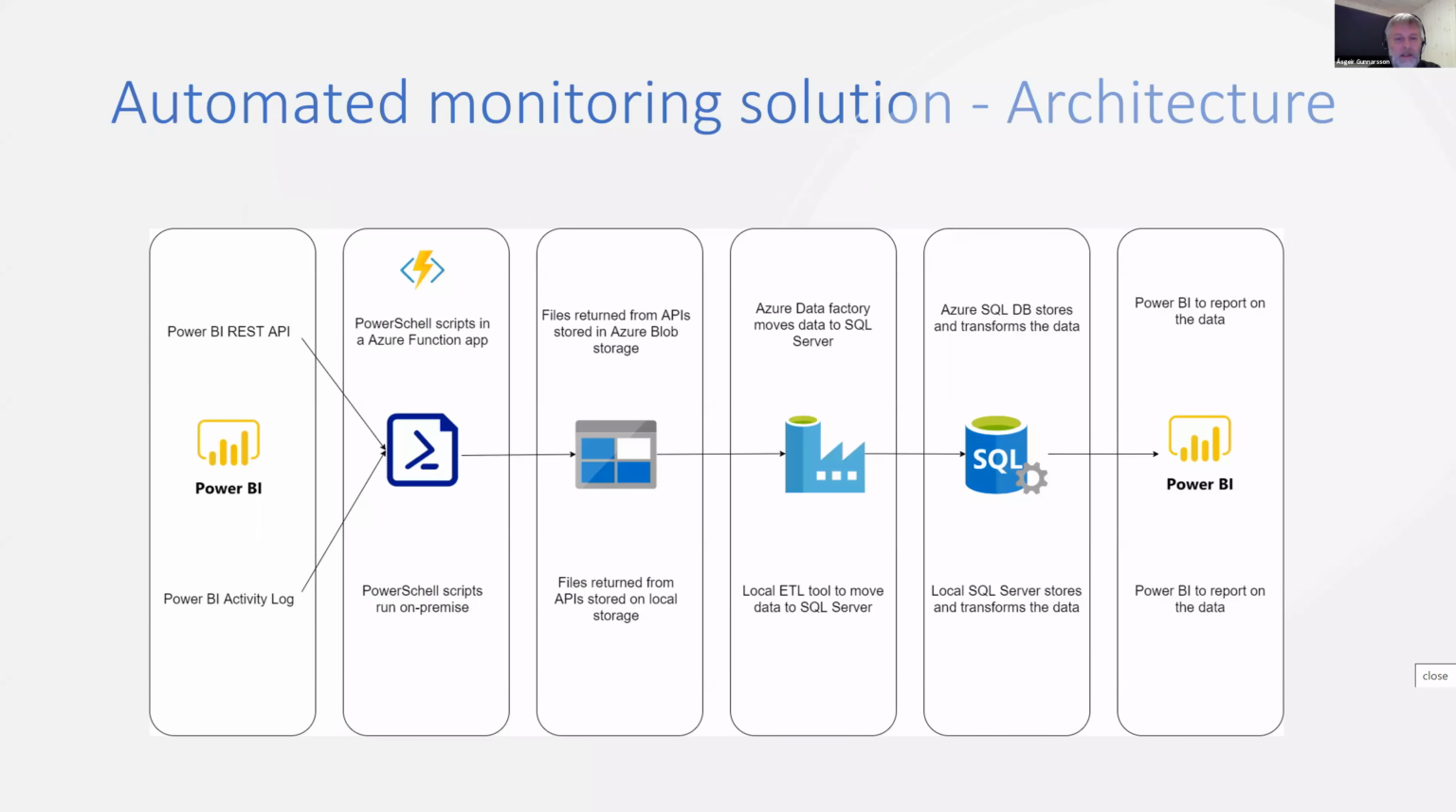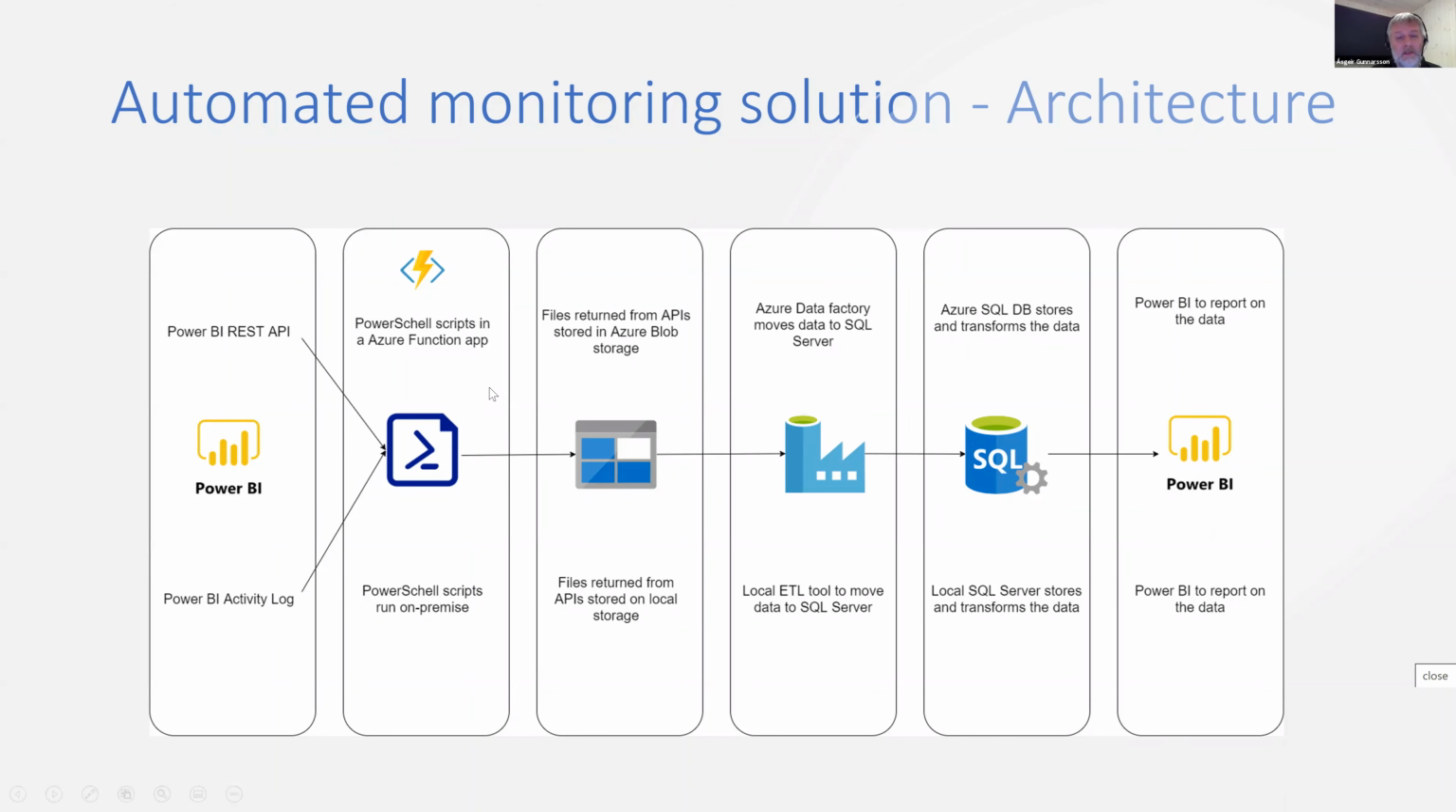So this is how my architecture normally looks when we are talking about monitoring. If I start on the left, I take data from the REST API for the artifact inventory. I take data from the activity log to get all the activities. I normally use PowerShell, but you can also build your own web application. The main thing is that you need to use the REST API. If you're going to get data from the Office 365 security and compliance, you're still using the Office Management REST API instead of using the Power BI Admin API to get the activities. But it's still the same concept, it's just a different API.